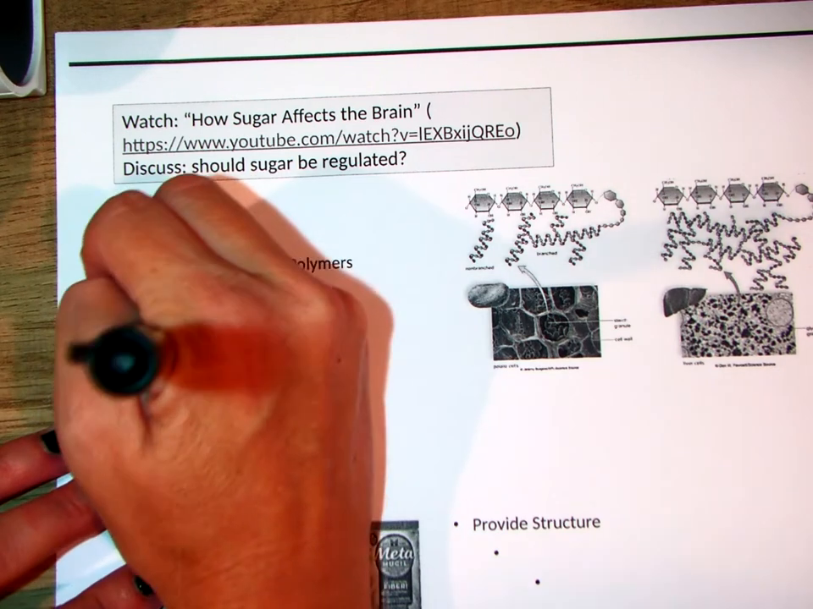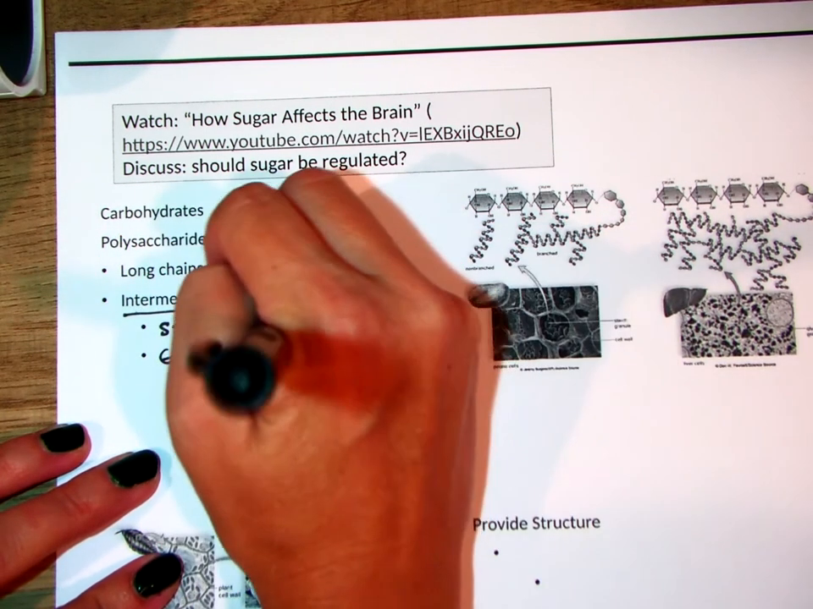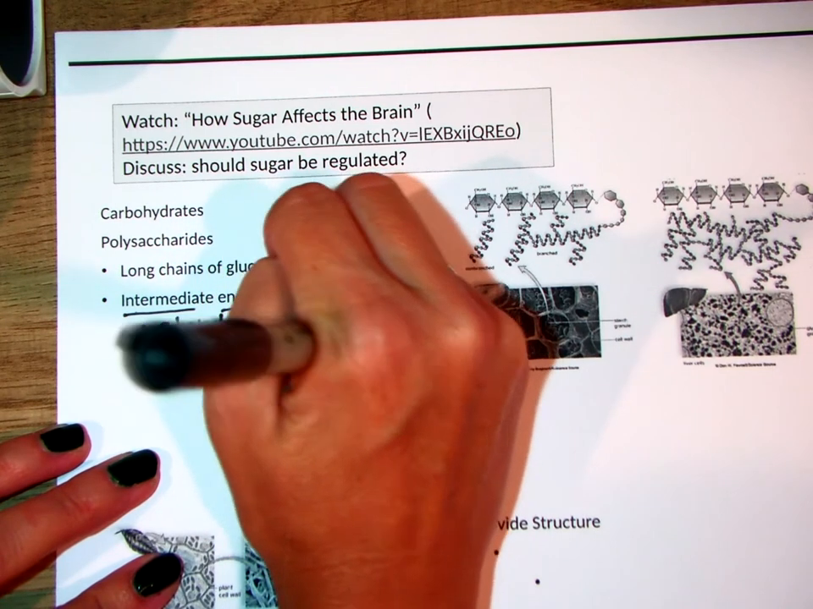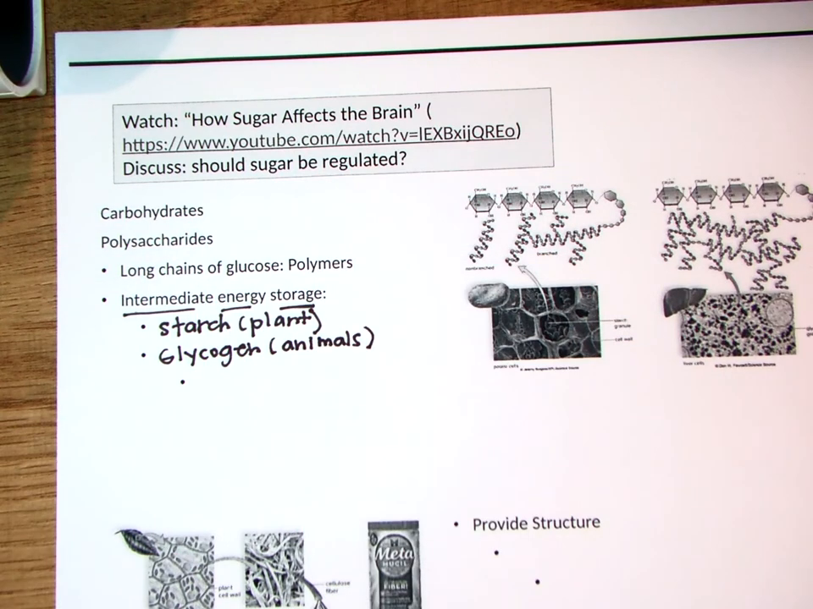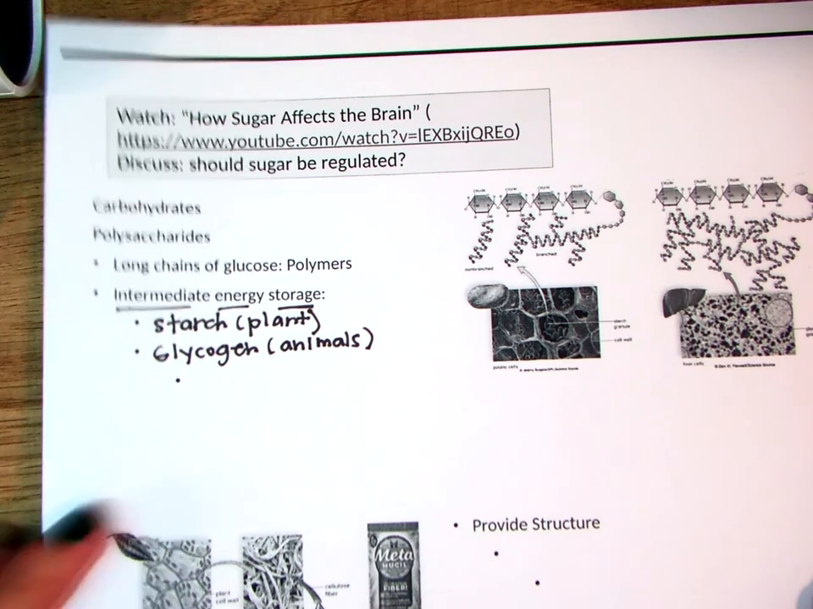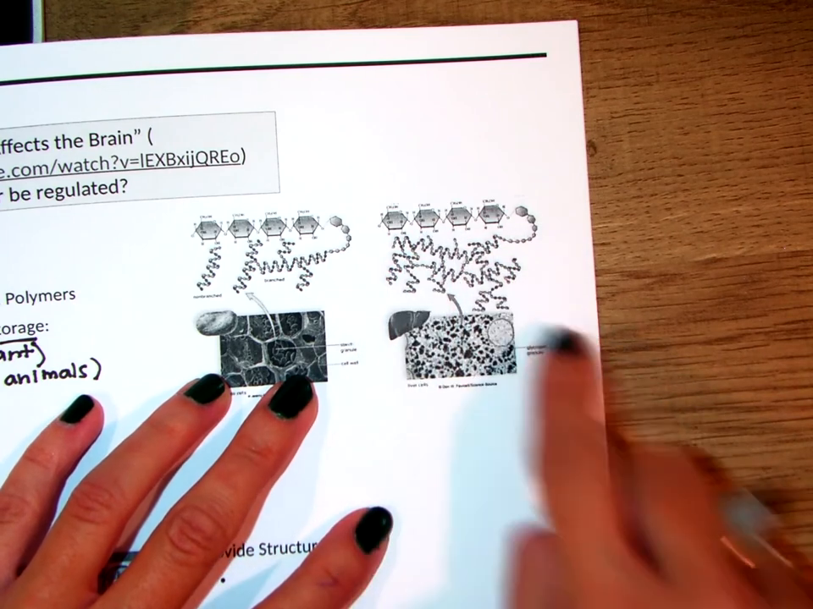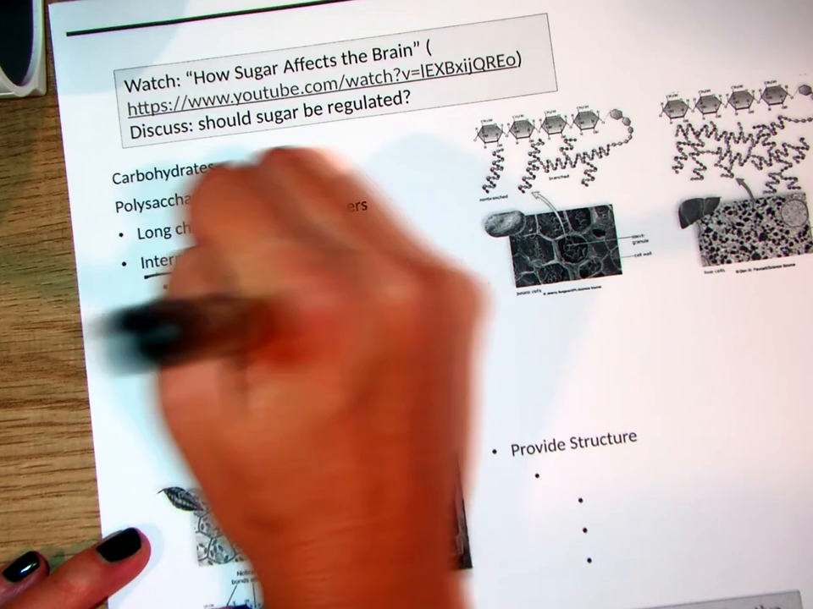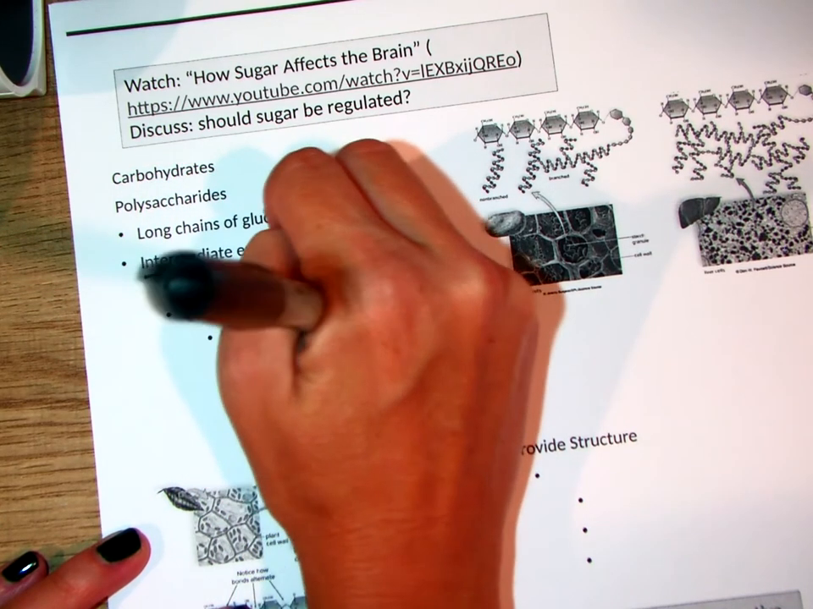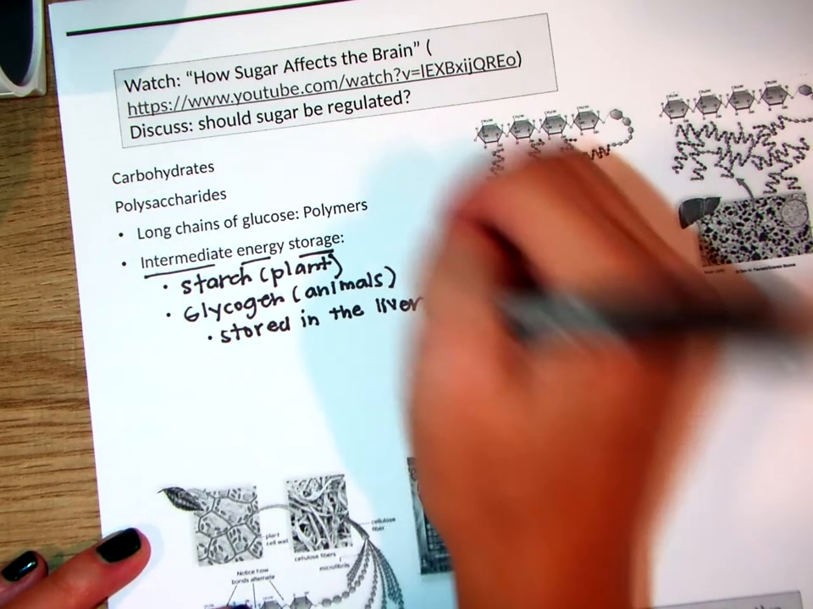And then there's something called glycogen. And get familiar with this word because you're going to hear it over and over. But this is from animals. So glycogen, there's a picture of it here. Got all these monomers bonded together to form this polysaccharide. And glycogen is found and stored in the liver. And then a little bit in the muscles.